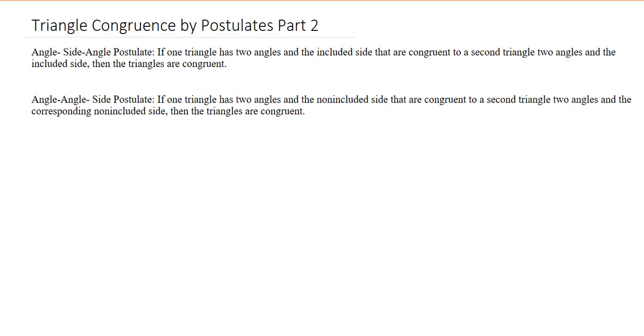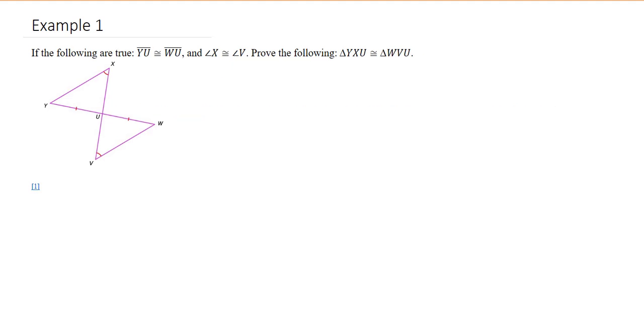The angle side angle postulate is if one triangle has 2 angles and the included side that are congruent to a second triangle's 2 angles and the included side, then the triangles are congruent. Or the angle side angle postulate states that if you have one triangle that has 2 angles and the non-included side that are congruent to a second triangle's 2 angles and the corresponding non-included side, then the triangles are congruent. So let's go over the examples.